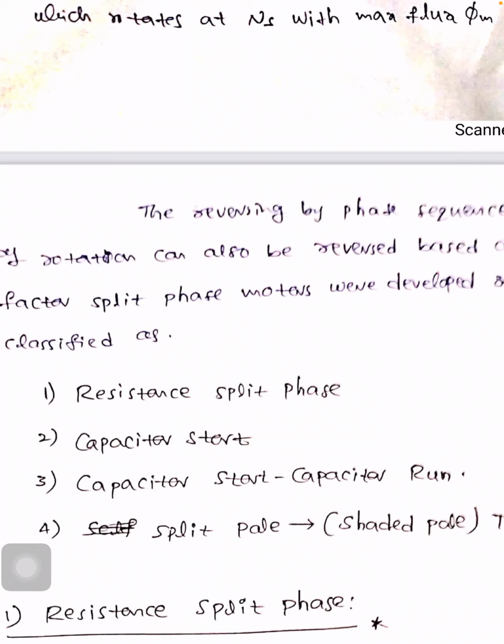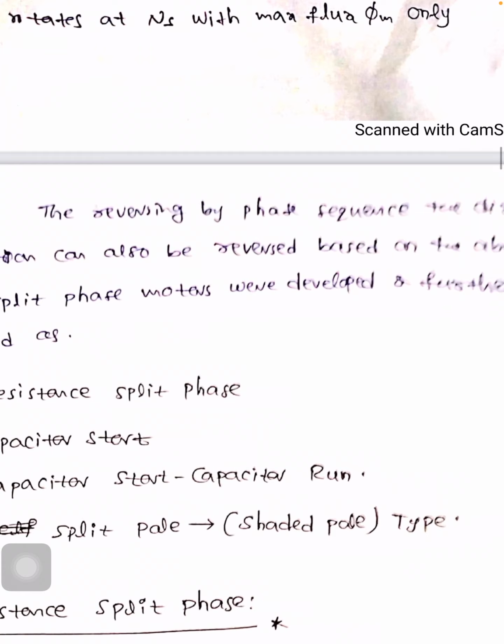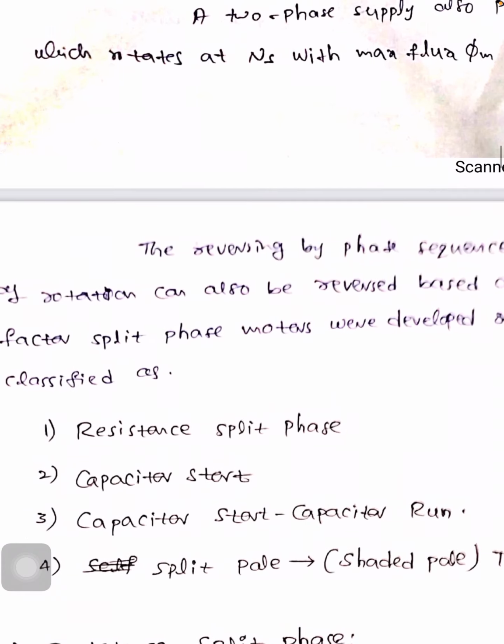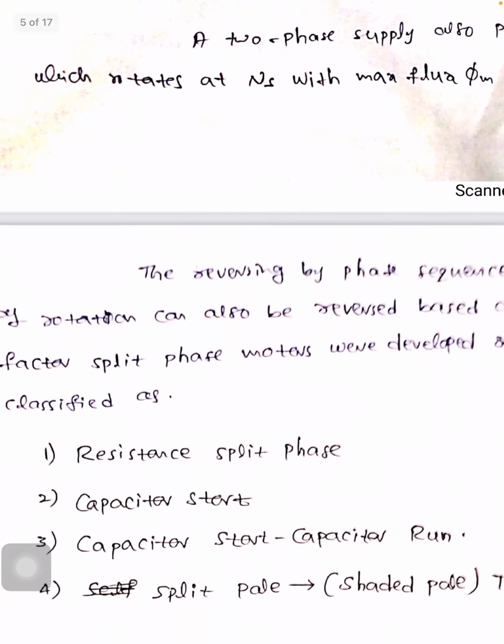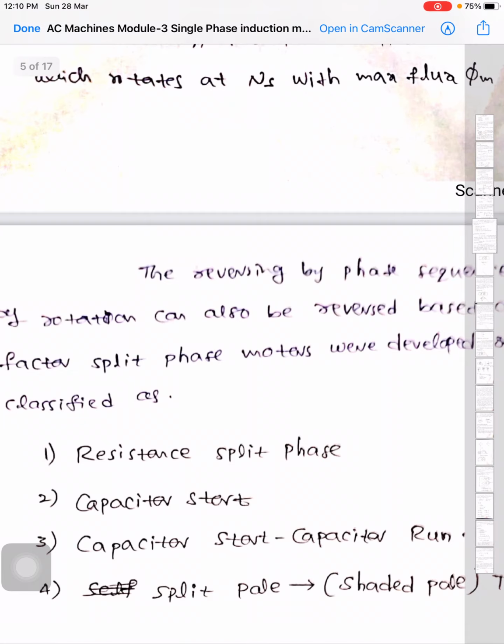And the fourth one, split pole. What does split pole mean? The poles are split into two parts, so it is called a split pole or shaded pole type of single phase induction motor. Next we'll see the resistance split phase induction motor, the capacitor start induction motor, the capacitor start capacitor run induction motor, and the split pole or shaded pole single phase induction motor. Right? Thank you.